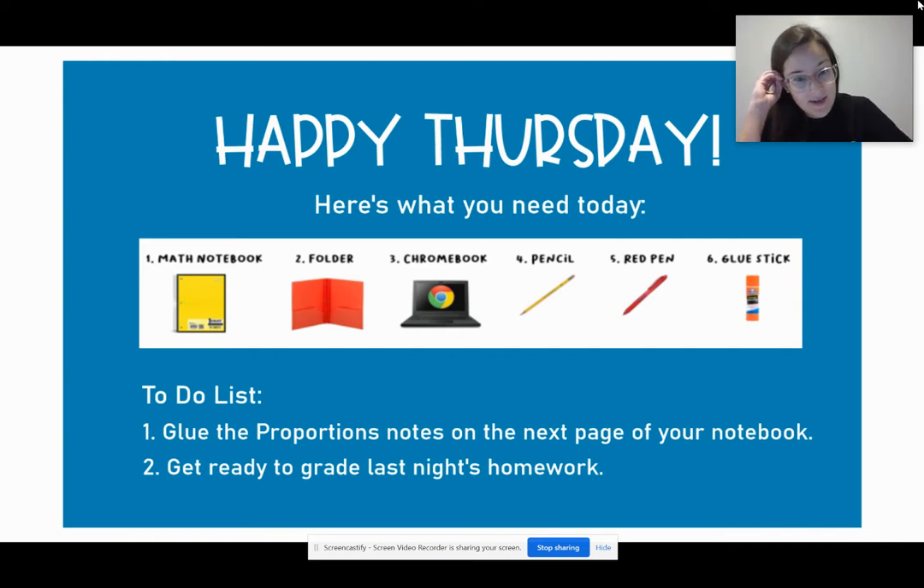But for today, we got some stuff to do. So I'm going to go over everything with you. Make sure your notes are glued in. I think you might have to cut them out on your own today, but they should be called proportions. I'm not sure what page number you guys are on, but you should be able to figure that out. Glue them on the next blank page. And then get ready to grade the homework from Tuesday night. I think it was called rates. So you can pause this until you are ready, and then we'll grade the homework.